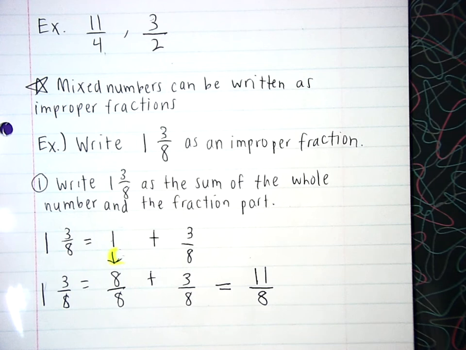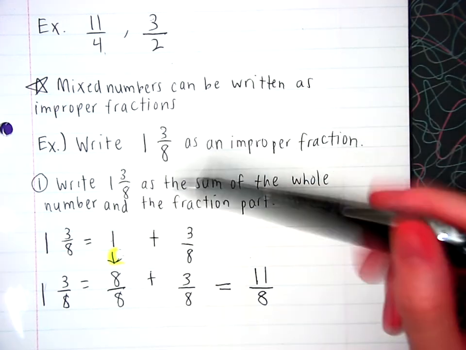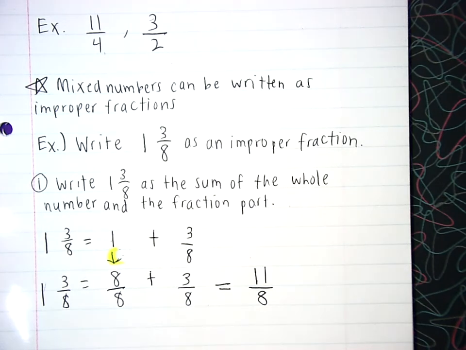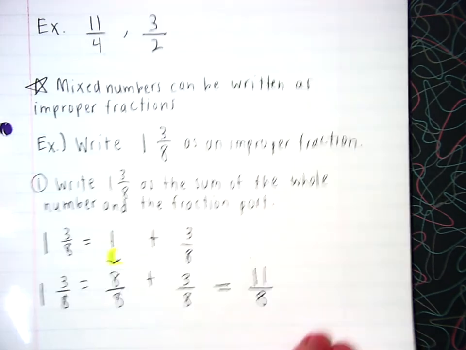So that's one way you can write a mixed number as an improper fraction. I'm going to give you another example now, of what to do if you got a model first and then they asked you how to write it. So let's go over this.